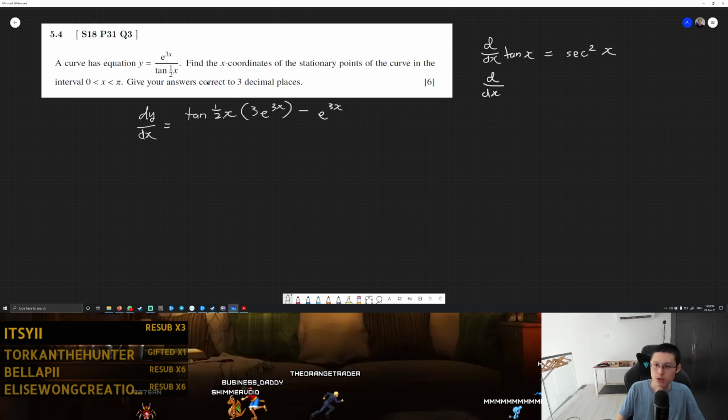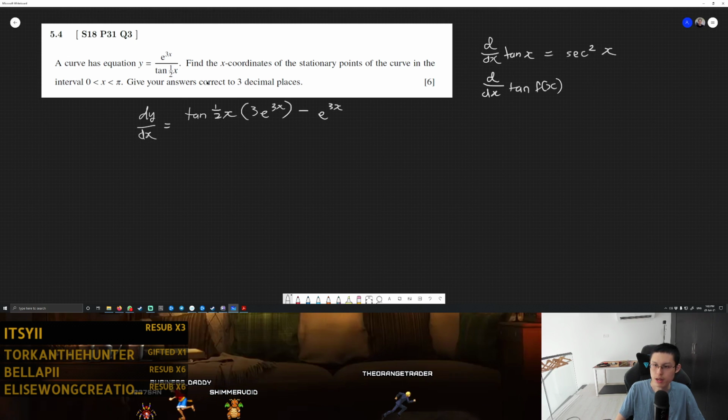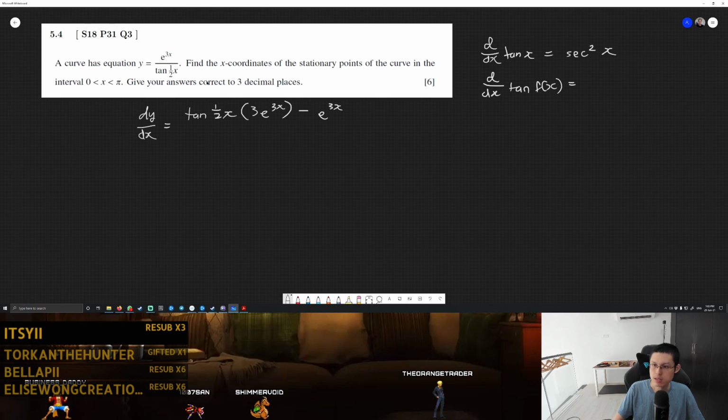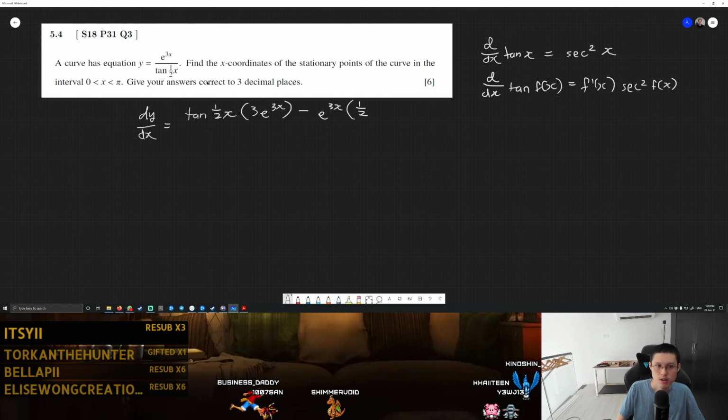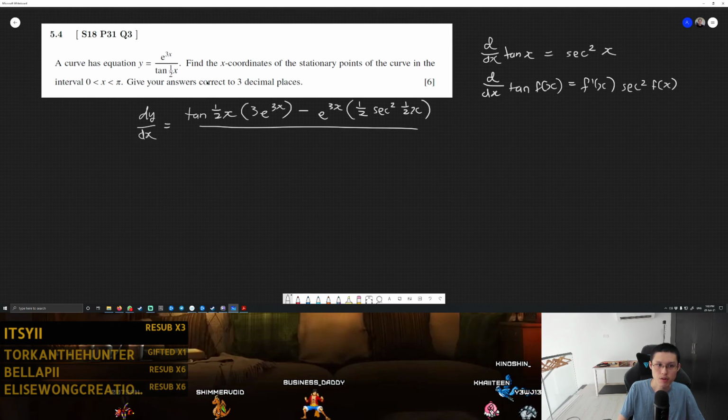However, what happens if we differentiate tangent of some function of x? Based on the rules of differentiation that I've shown you earlier, the pattern suggests that you would get the derivative of the function times secant squared of the function. And that is exactly what's going to happen. You can prove this for yourself using the chain rule, but I'm not going to do that here. So you would get 1/2 secant squared (1/2 x), and then you divide by the denominator squared, which is tangent squared (1/2 x).